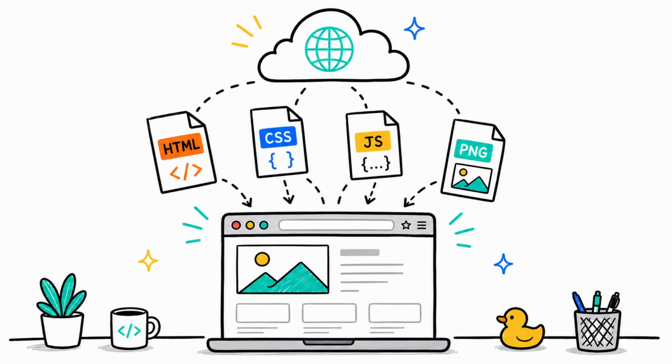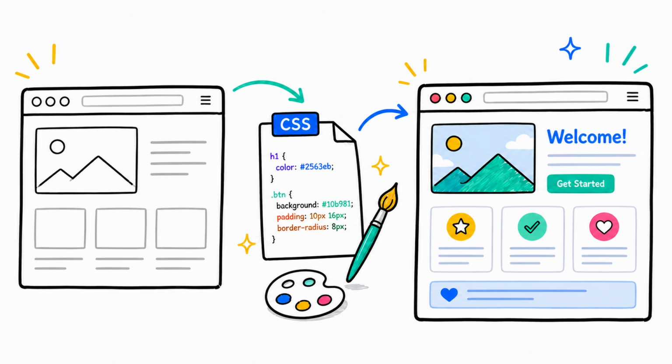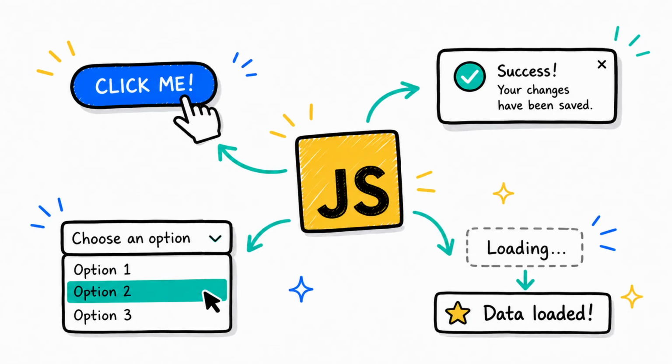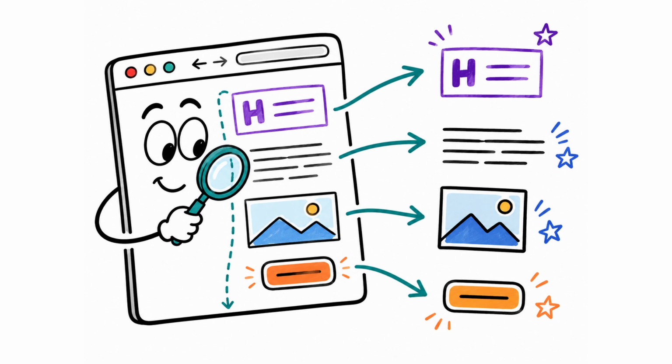When you open a website, your browser receives several files. HTML provides the content and structure, CSS controls the appearance, and JavaScript provides instructions and behavior. The browser begins by reading the HTML file from top to bottom. As it reads, it identifies elements such as headings, paragraphs, images, and buttons.